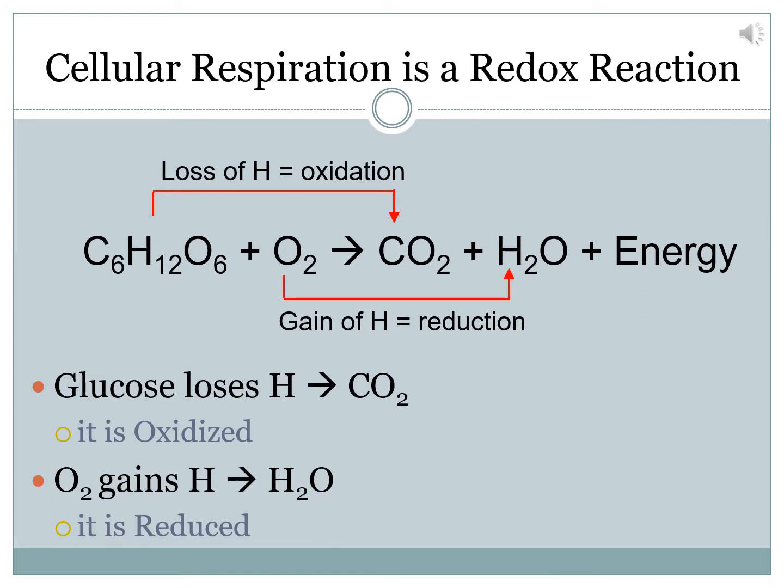So, cellular respiration is a redox reaction. So again, the equation: glucose plus oxygen yields carbon dioxide plus water plus energy. Here, glucose loses hydrogens. In a sense, it's losing electrons and protons as well. It's a dehydrogenation. But glucose loses hydrogens to become carbon dioxide, and thus it is oxidized. Oxygen, on the other hand, gains those hydrogens to become water. Because it is gaining hydrogens, thus electrons and protons, oxygen is reduced.